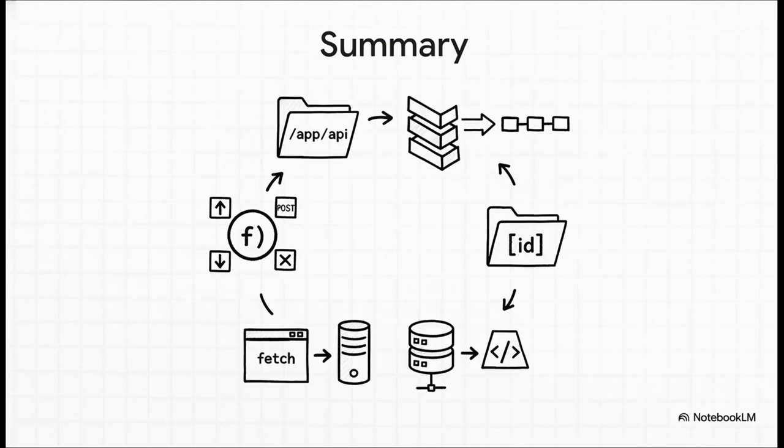All right, here's the cheat sheet. If you remember anything, remember this. API routes, they live in app/API. Your folder structure is your URL structure. Name your functions, get, post, put, or delete. Use the square brackets for dynamic URLs. And on the front end, fetch is your best friend. And finally, always respond with JSON.